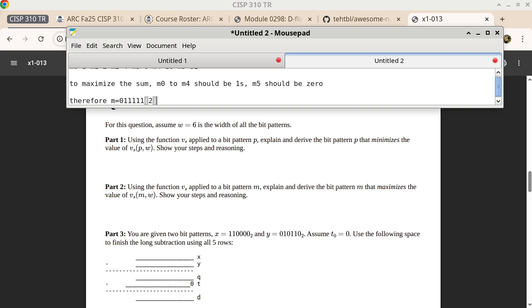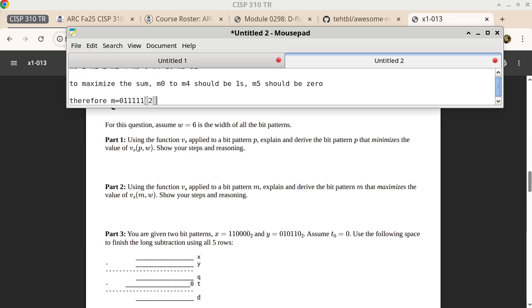Is that okay so far? Now, note that the question never asked about what exactly is the value of VSPW or VSMW. It never asked for negative 32 or positive 31. It just asked about what bit patterns will minimize or maximize the value interpreted. Now, if you mentioned, oh, by the way, this is interpreted as 31, I'm not going to take any points off, okay? But that itself is not a part of what I'm asking. Is that okay? All right.